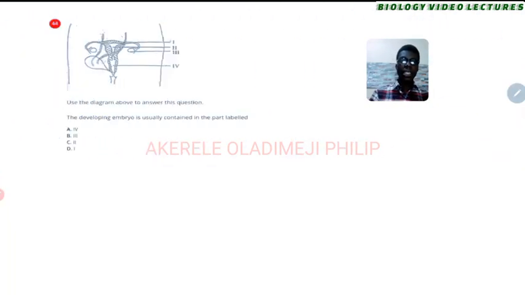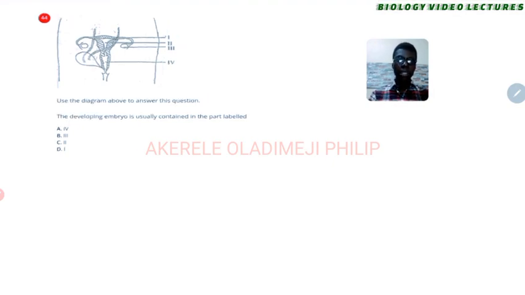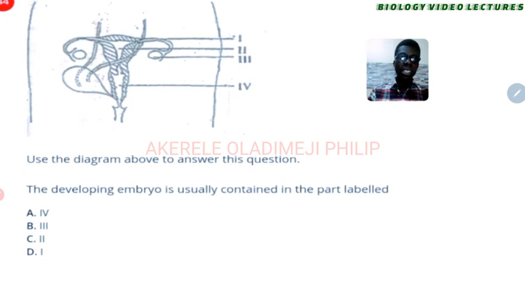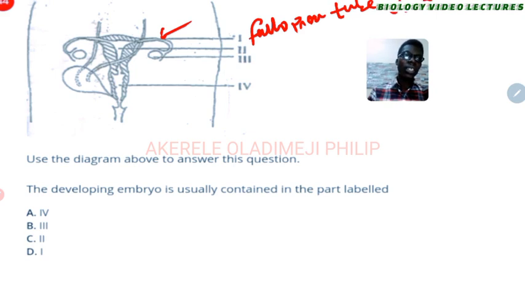Then this one here says the embryo is usually contained in the part labeled what? So well, let's first try and label each of those parts quickly. The 1 is pointing here, so that's going to be the fallopian tube, or oviduct. Oviduct is an old English word applied to lower animals, but it's the same thing. It's still fine.